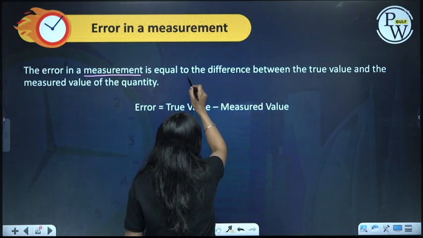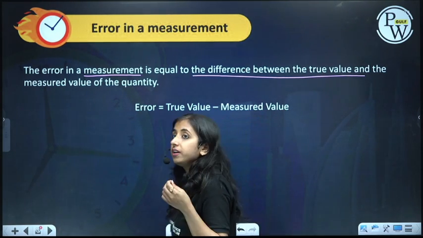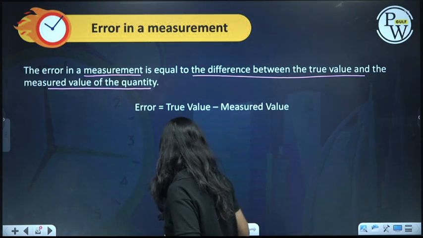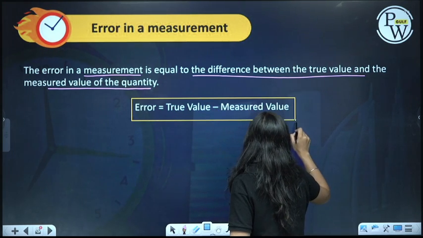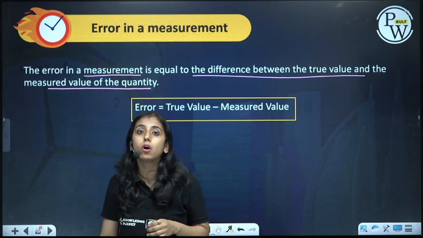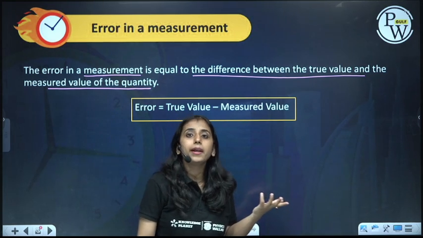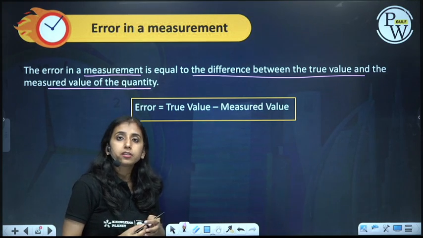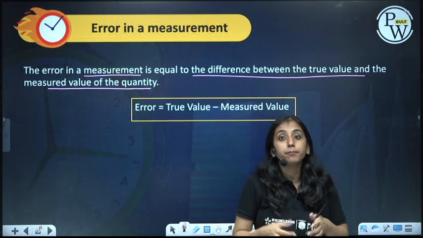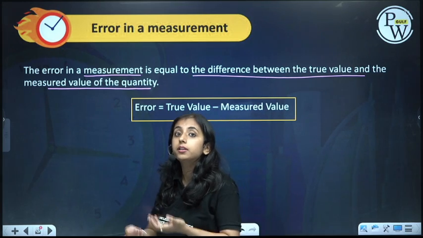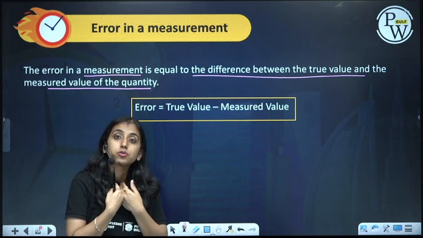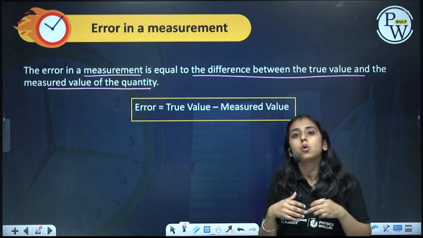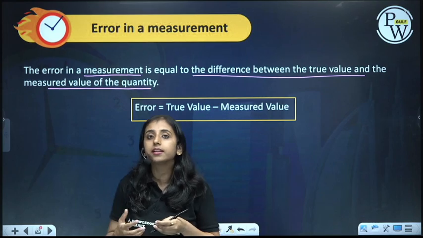Error in a measurement is equal to the difference between the true value and the measured value of that quantity. What is error? The difference between the true value and measured value is called error. There are many types of errors: systematic errors, personal errors, random errors, least count errors. Error can be due to the inaccuracy of the measurement, carelessness of the person measuring, or external environmental conditions being disturbed. All these can lead to errors in our measurement.